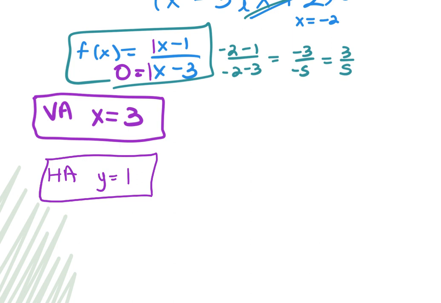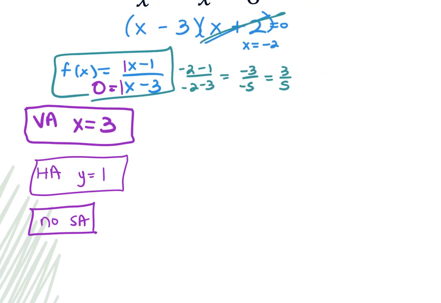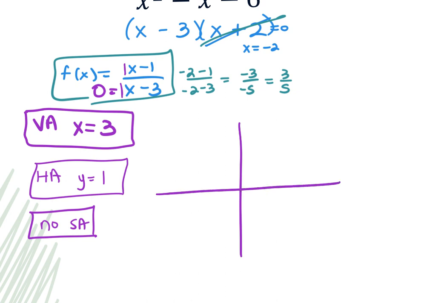Is there a slant asymptote? No. Can't be horizontal and slant, and in order for slant, it has to be one more in the numerator than the denominator. All right, so let's graph what we know already. X equals 3 is our vertical asymptote. Y equals 1 is our horizontal asymptote. So now these graphs, when they only have one of each, can go corner to corner. They could be top right corner, bottom left corner, or top left, bottom right.